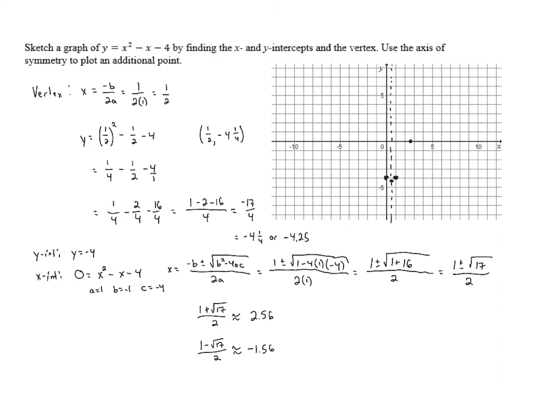And so we can plot those on the x-axis. 2.56 is around right here. Negative 1.56 is about there. And now we have our 5 points. We can use these to sketch a graph of our parabola, which will look something like that. And this is the graph of y equals x squared minus x minus 4.